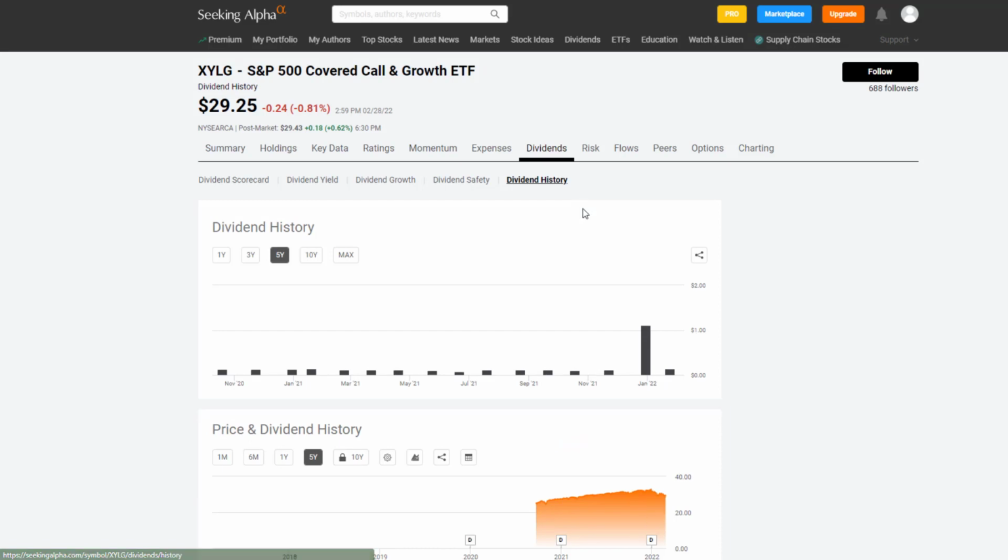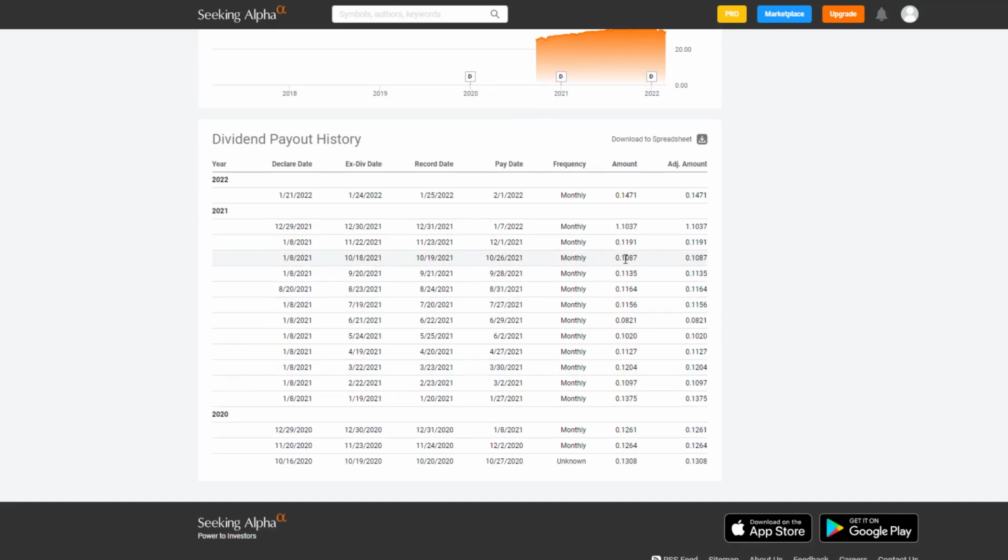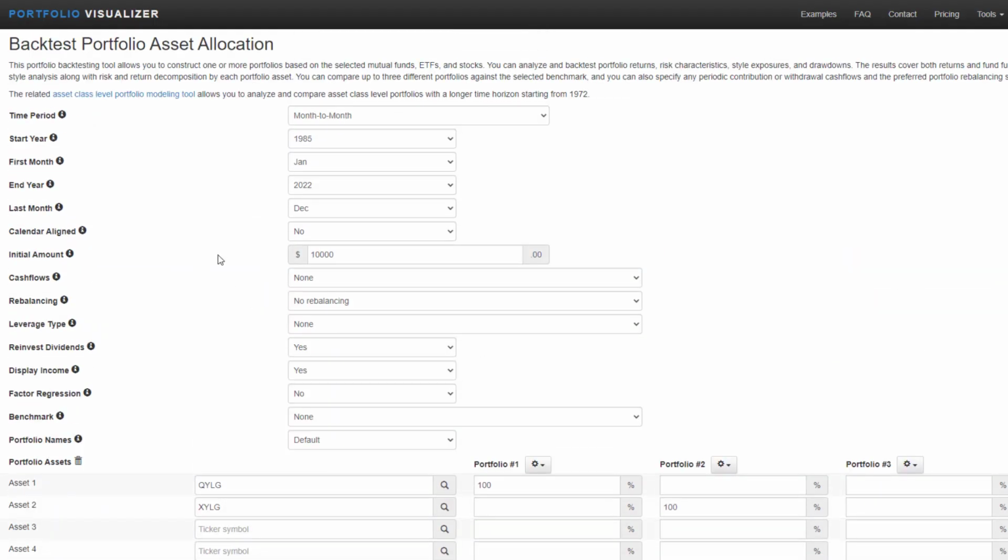Take a look at the dividend history. We can see $1.10 for XYLG, but a more consistent average of about 10 to 13 cents over the course of 2021. We're over here on Portfolio Visualizer.